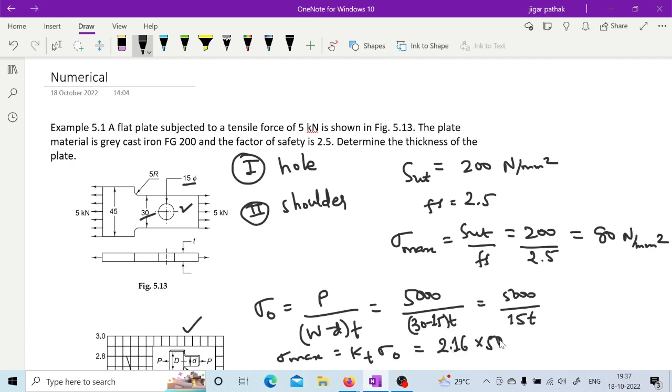So 2.16 into 5000 by 15t. Can you calculate and tell me what this is? We are considering this discontinuity, right, for now. So what is this? If you simplify it, what are you getting?